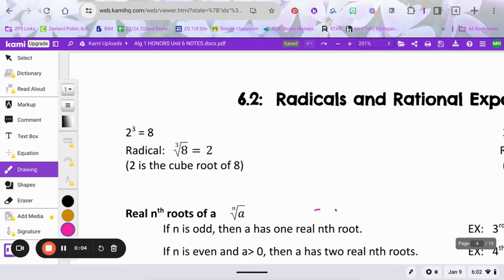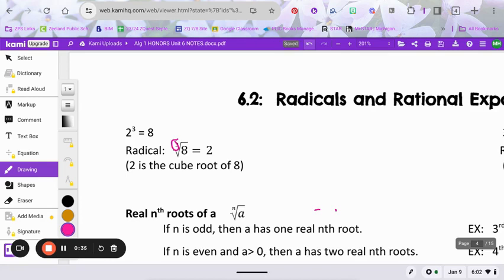Today we're going to take a look at radicals. And radicals are related to what we learned about in our past lesson about powers. They're actually the inverse of powers. So in the previous lesson, we took a look at things like this example, 2 to the third equals 8. And a radical is kind of the opposite of that. So if we take a look here, we have the cube root of 8 is 2.